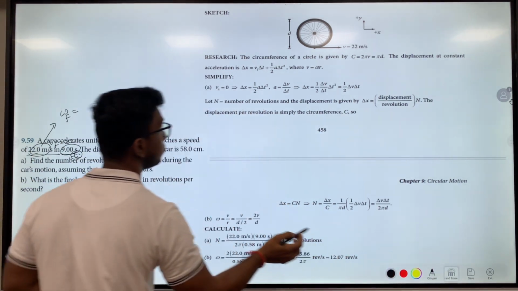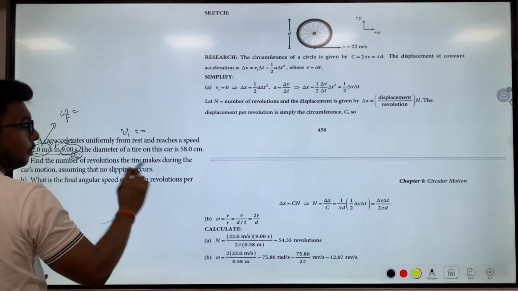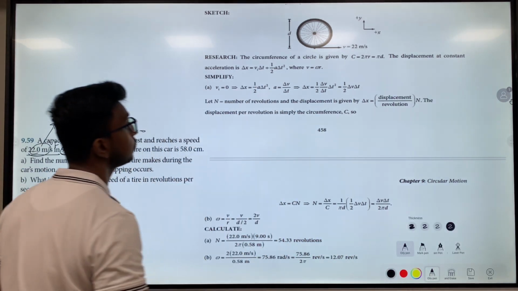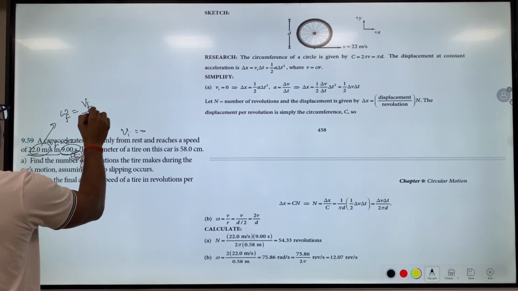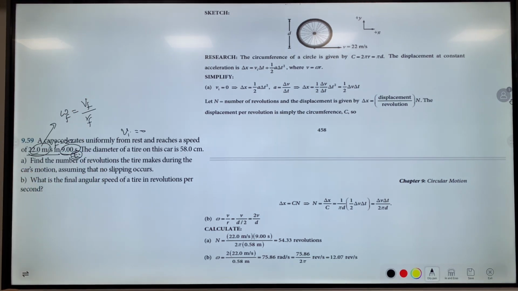So I will get V final by R, I get omega final. If it is moving at 22 meters per second in 9 seconds, find the number of revolutions the tire makes during the car's motion, assuming that no slipping occurs. So if I have to find out the total distance, I don't need the distance here. What they have done, 2 pi r, that is fine. The displacement is constant, v is equal to r omega.